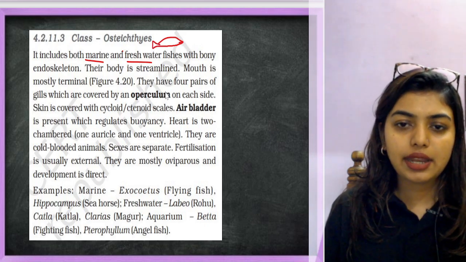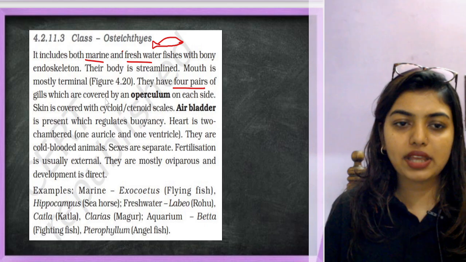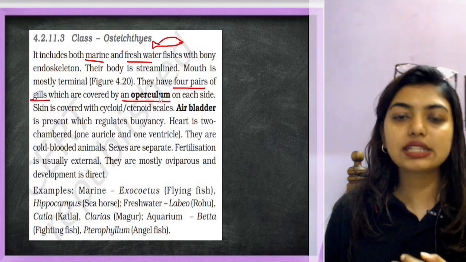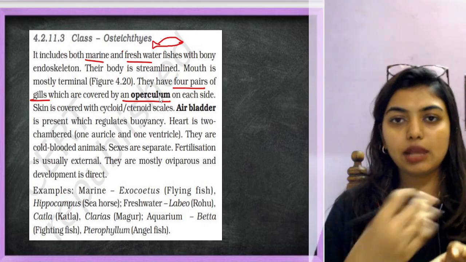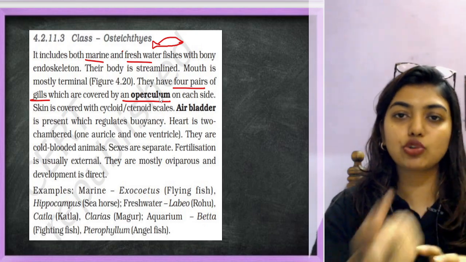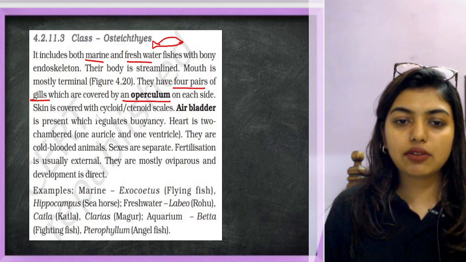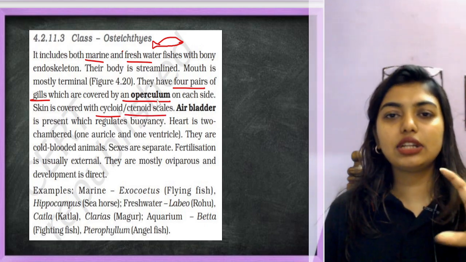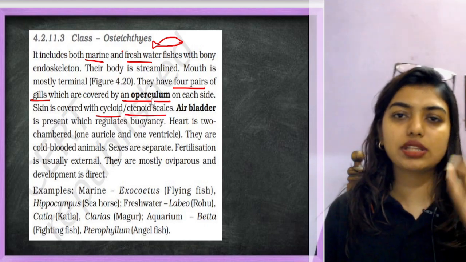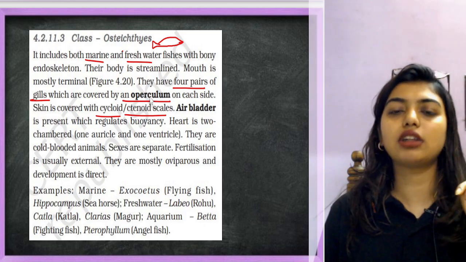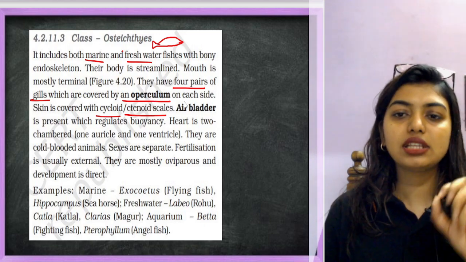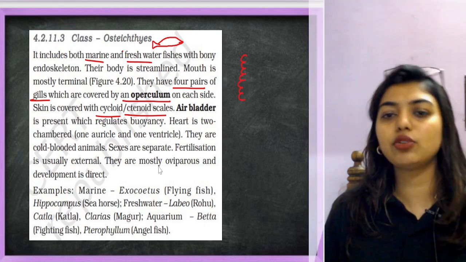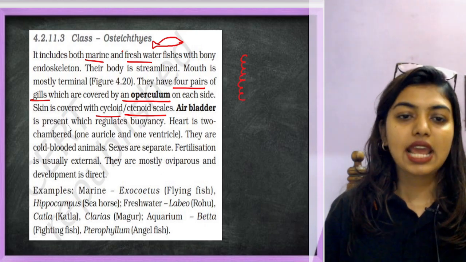Terminal. Now they have four pairs of gills, which are covered by an operculum. This is what I told you, to protect the gills. When they are peeling or cleaning the fish, they remove the operculum first. The skin is covered by cycloid or ctenoid scales. I told you three types of scales are there: mainly cycloid and placoid. Placoid is a smaller one, which you see in the cartilaginous fish, but they're very sharp. Here, these are cycloid scales, which all of us have drawn knowingly or unknowingly in our fish diagram.